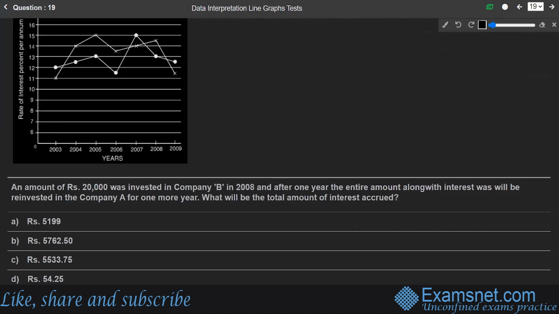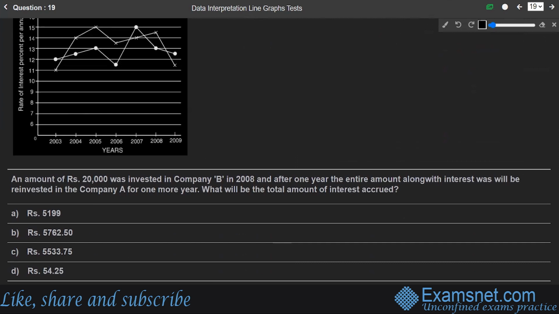Now, for the same line graph, we are supposed to answer a different question. The question says an amount of 20,000 was invested in company B in 2008. After 1 year, the entire amount along with the interest was reinvested in company A for one more year. What will be the total amount of interest accrued? So it is a similar type of question as the previous one, and we'll do it in a similar way. Let us see how much interest company B was offering in the year 2008. It was offering 14.5%.